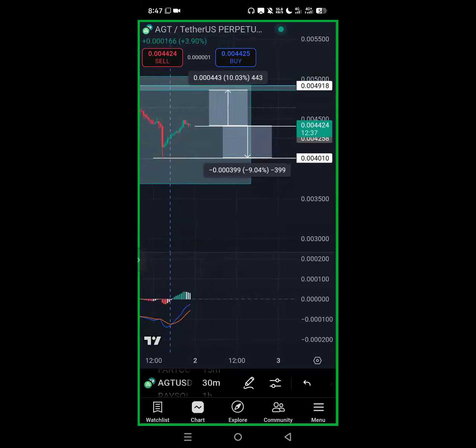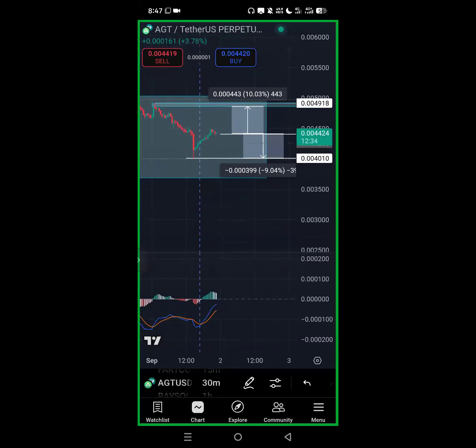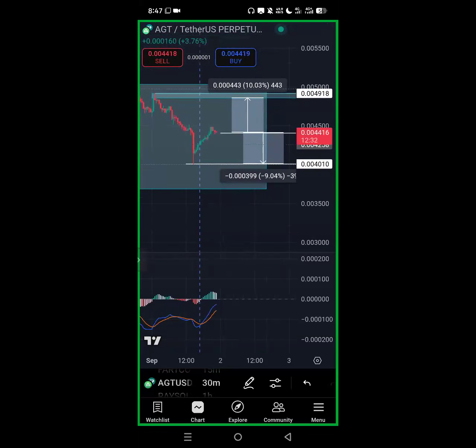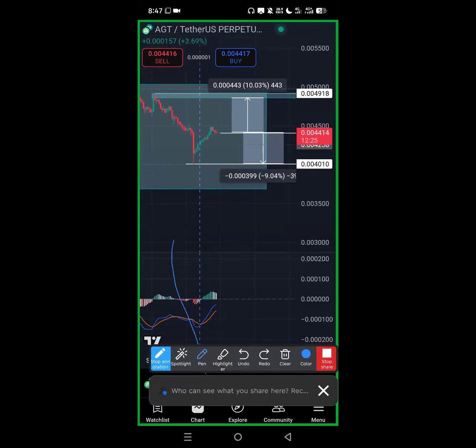Do you see what is happening in the market? What is happening here? Look at the momentum. Look at the moving averages vis-a-vis what is happening here. Do you see what is happening?